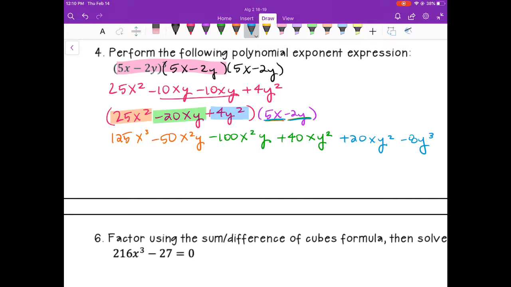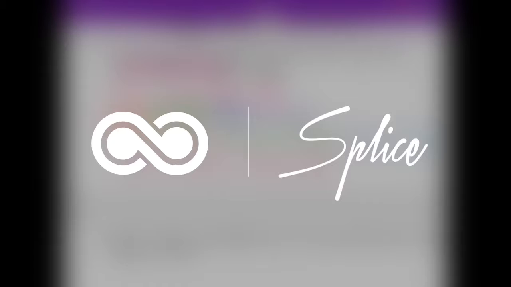Combine all like terms. We've got 125x cubed, and then minus 50x squared y minus 100x squared y, minus 150x squared y, plus 40xy squared plus 20xy squared, plus 60xy squared, and minus 8y cubed. There's our final answer.